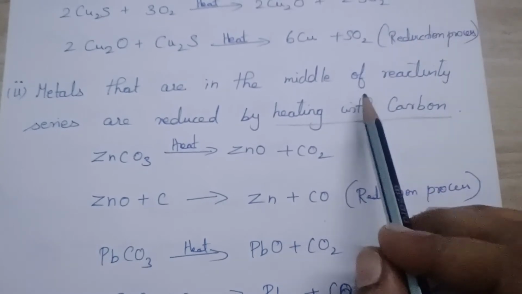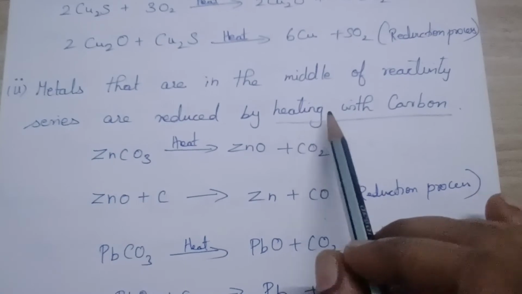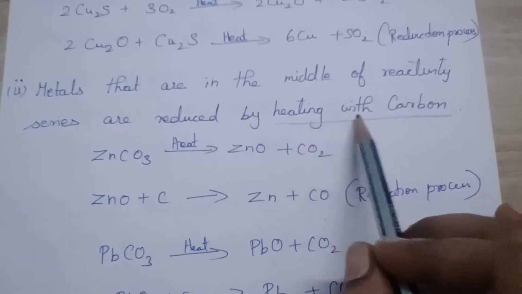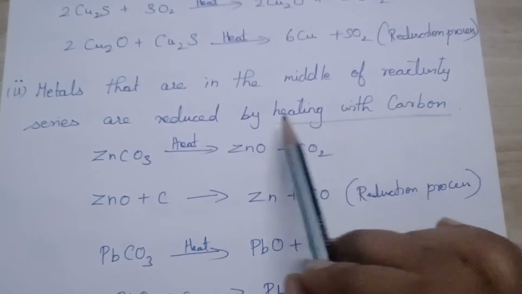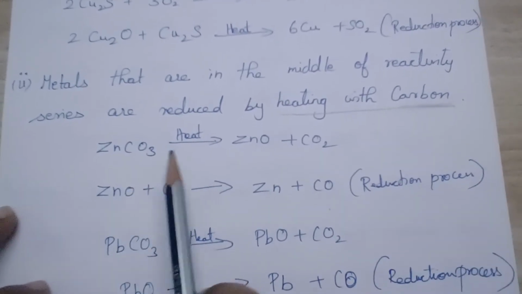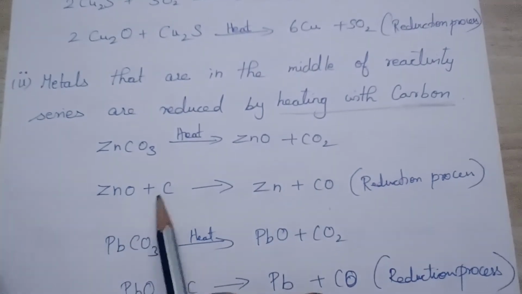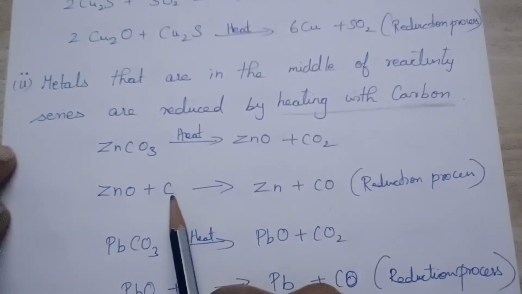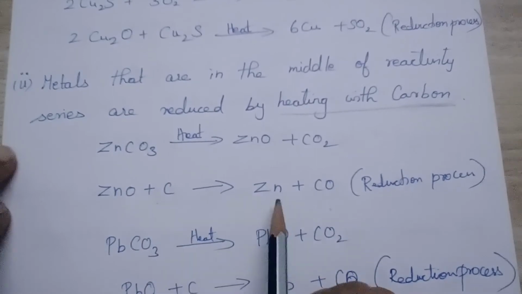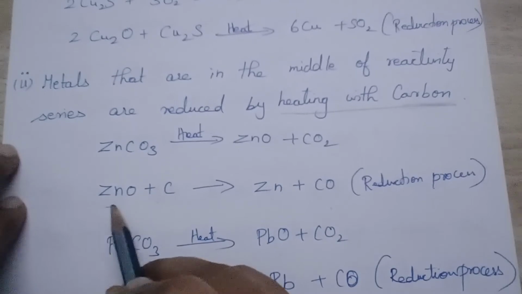In case of sulfide ore, it can be simply heated and you get the metal. This carbonate ore will go for reducing with the help of carbon. Reduced by heating with carbon, that is very important. Zinc carbonate on heating gives zinc oxide plus carbon dioxide. When the zinc oxide reacts with carbon, in the form of coke, it gives zinc plus carbon monoxide. This is your reduction process, and it is reduced with carbon.